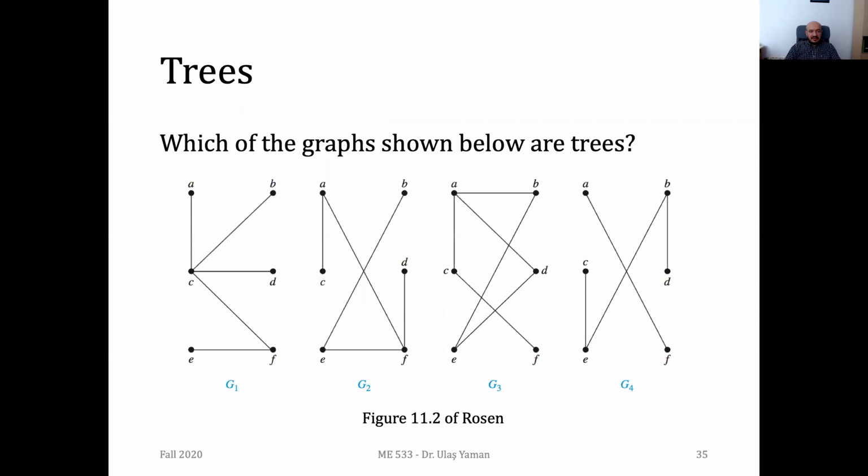So we have some graphs here, as you see, 4 graphs, G1, G2, G3, and G4. The question is, which of these graphs are just trees? Can anyone tell me which of these graphs are trees, or none of them maybe, or all of them?